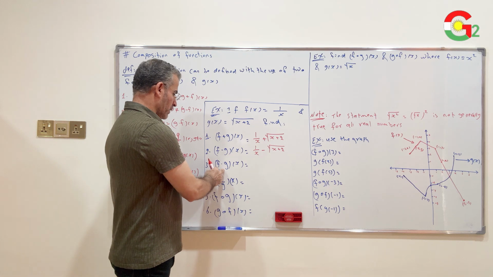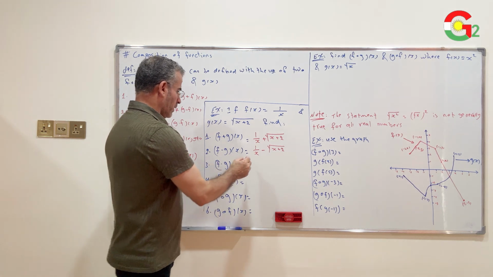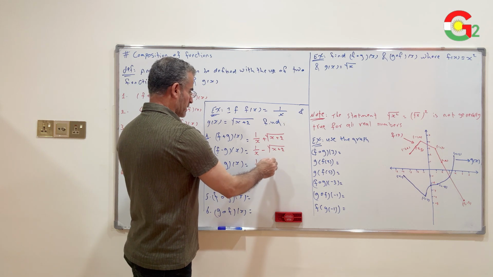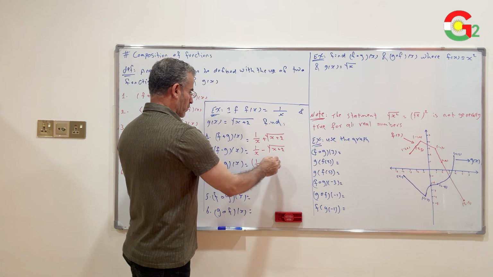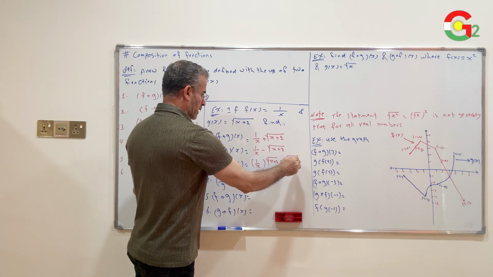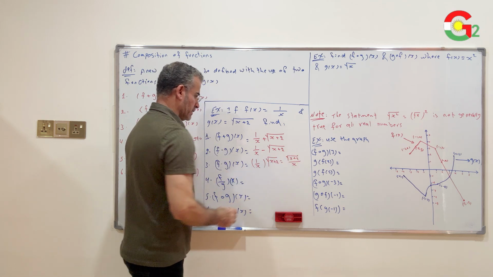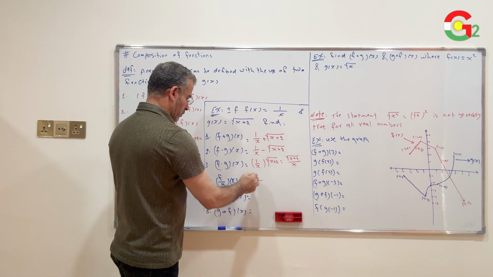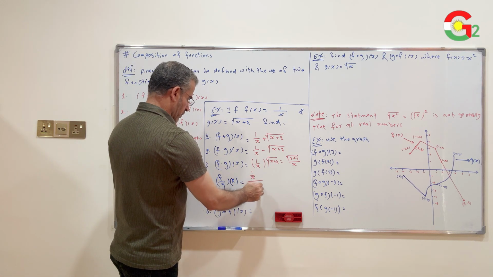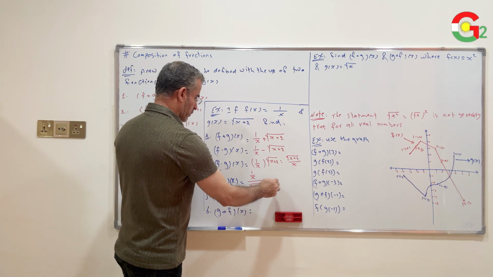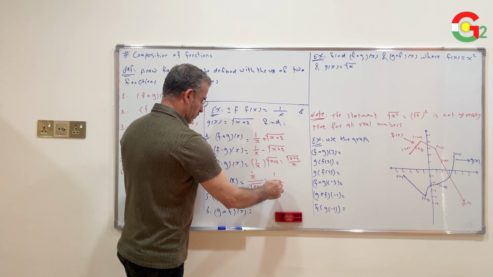f dot g, f times g, 1 over x times square root x plus 2 equal to square root x plus 2 over x. f over g is equal to 1 over x over square root x plus 2, equal to 1 over x square root x plus 2.